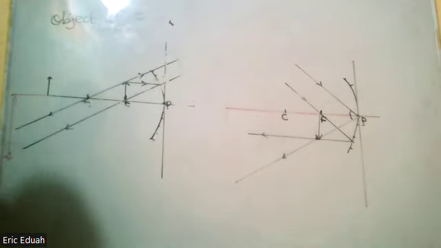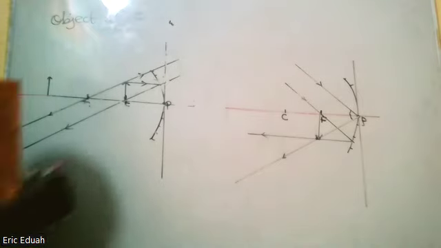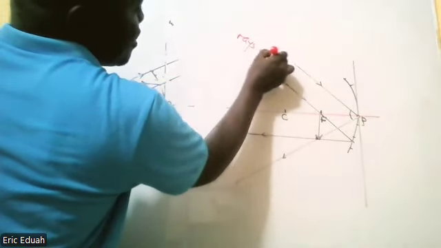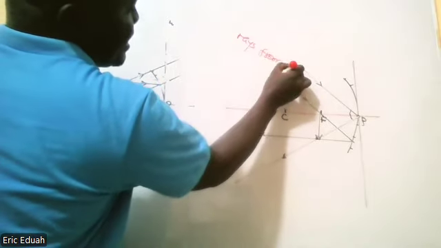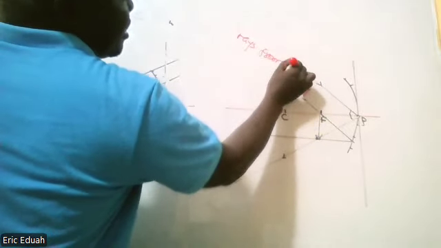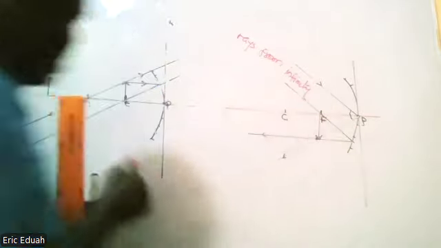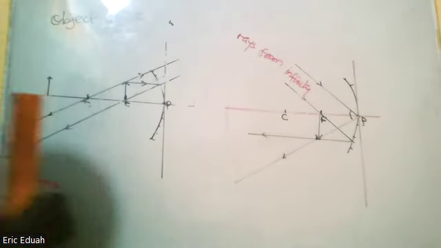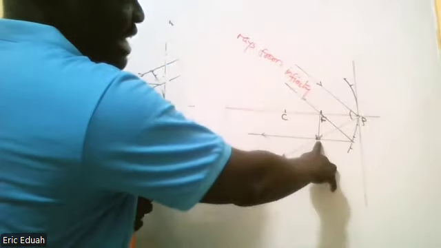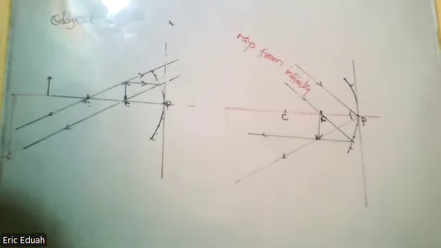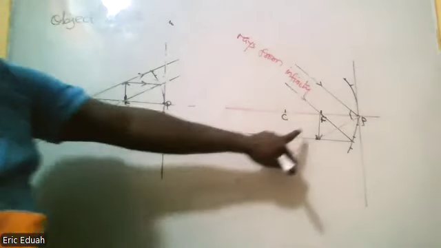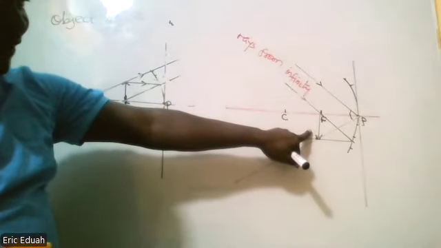Indicating that when rays are coming from infinity, meaning the object is at infinity, and you take your measurements well and draw your rays very well, the reflected rays would meet at F, to indicate that when you have an object placed at infinity, the image is formed at F.